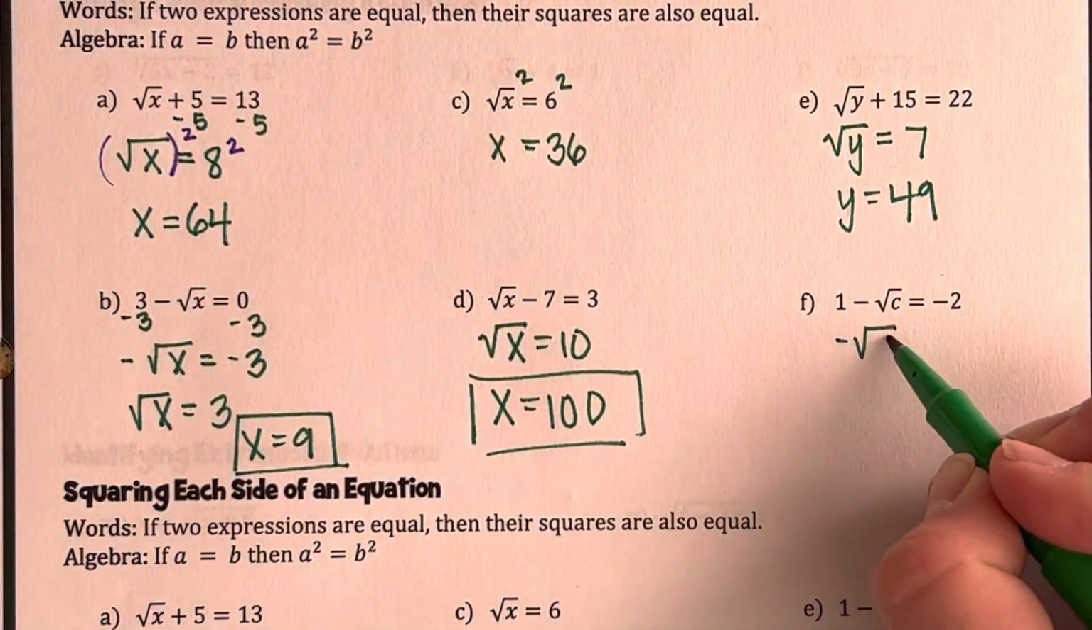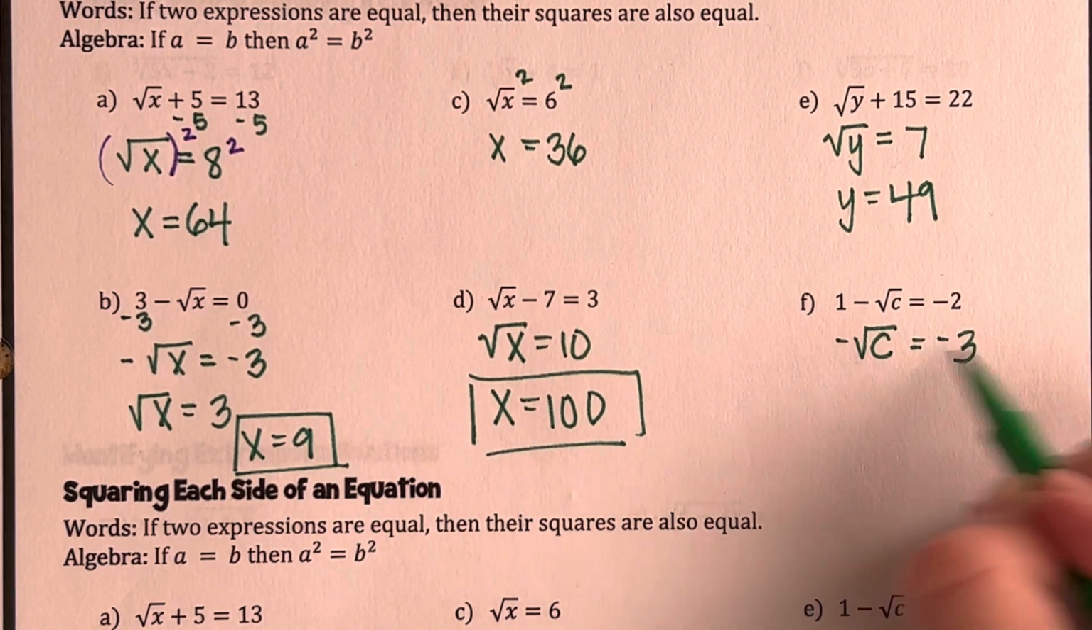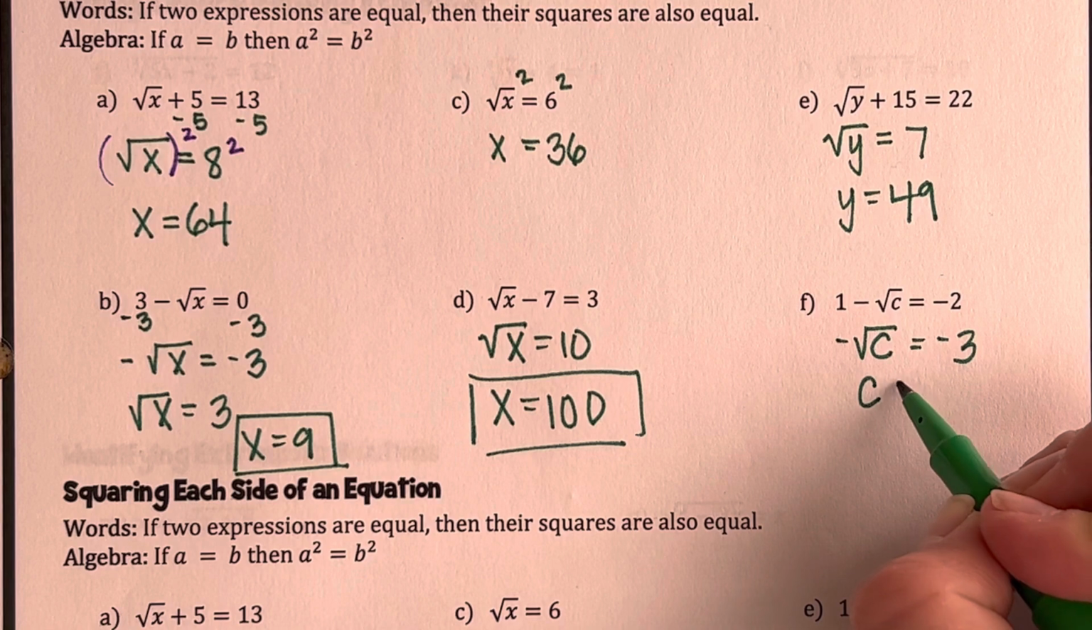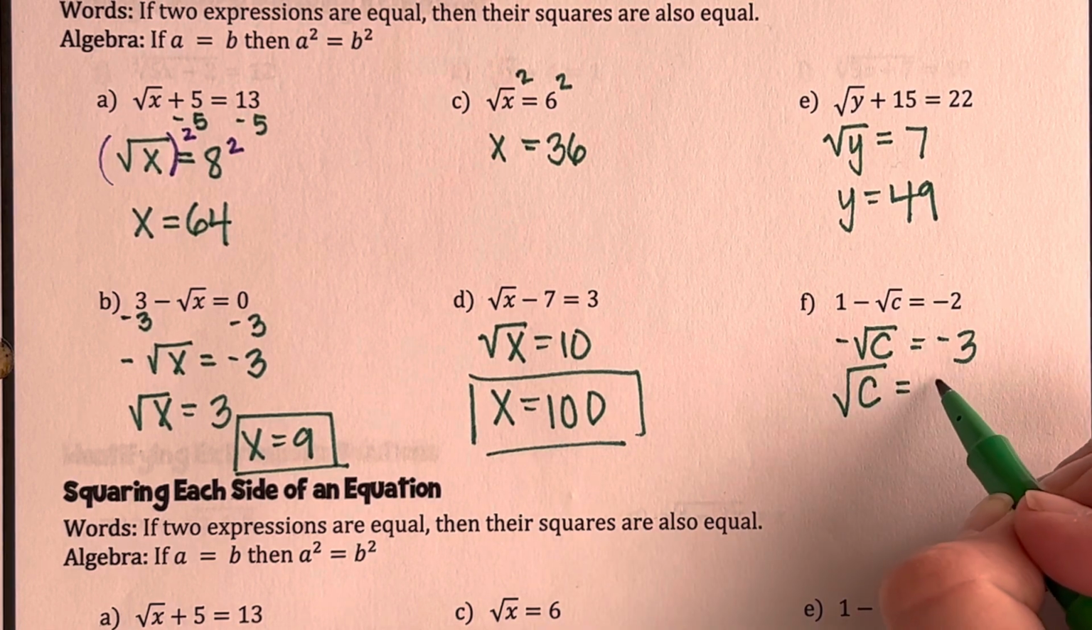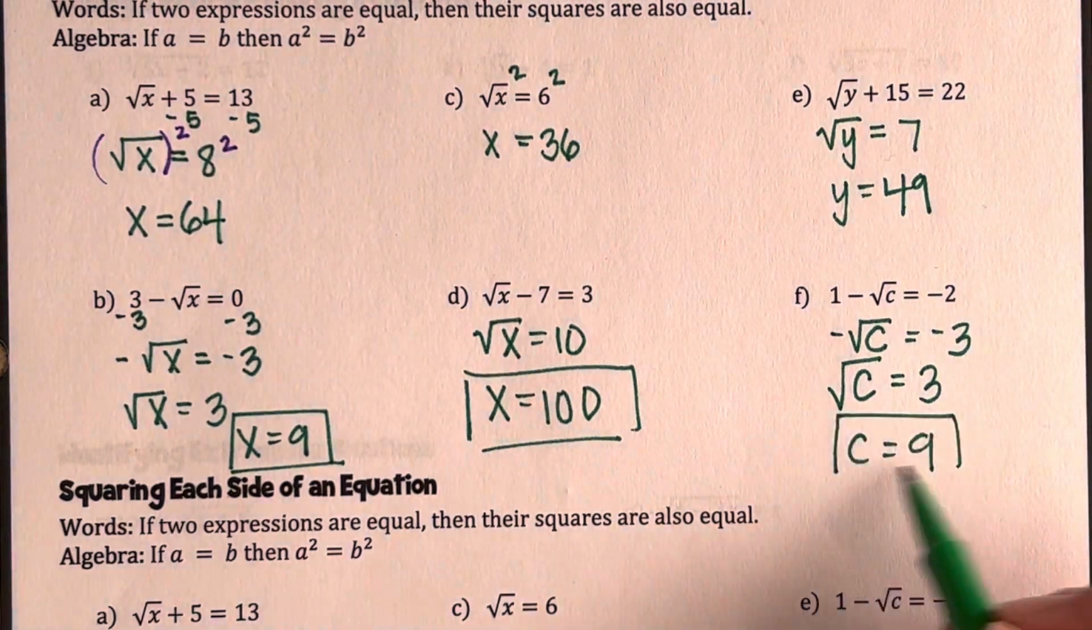Okay, so when we isolate, we get the negative radical of C equals negative 3. Divide everything or multiply by negative 1, either way. So the square root of C is 3. So C would have to be 9, because the square root of 9 is 3.